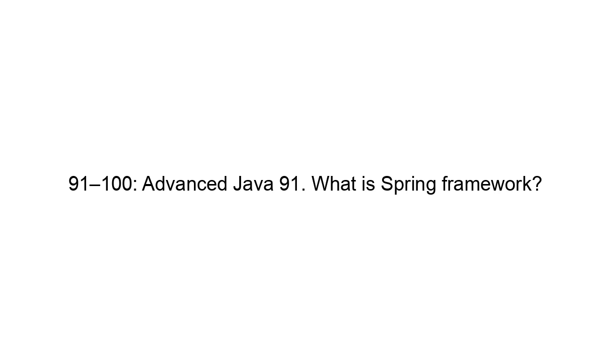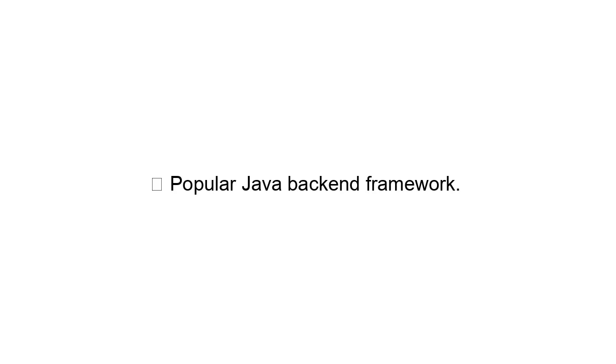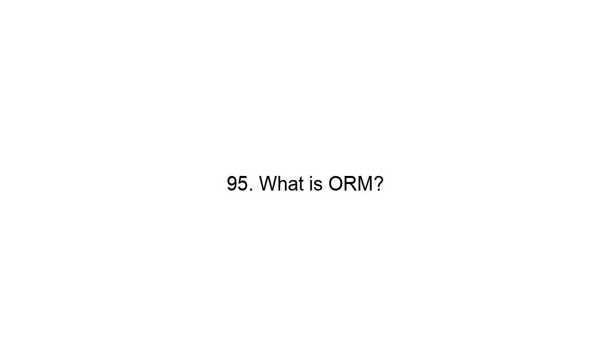91 to 100: Advanced Java. 91. What is Spring Framework? Popular Java backend framework. 92. What is Spring Boot? Simplifies Spring development. 93. What is a REST API? Web service architecture. 94. What are microservices? Small independent services. 95. What is ORM? Object Relational Mapping. 96. What is Hibernate? Java ORM framework.